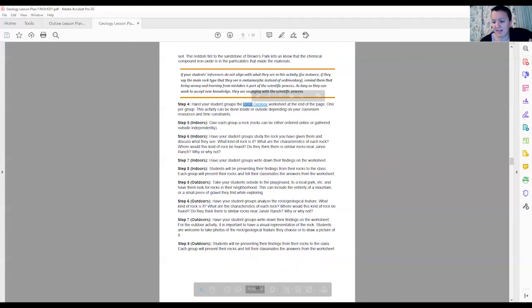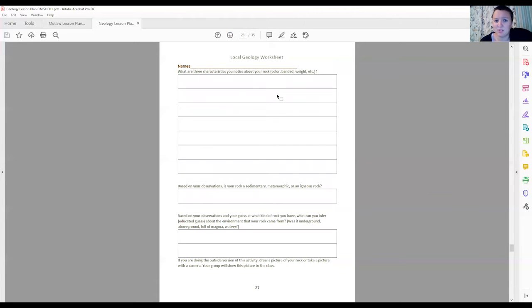Once your students have made their observations, you can hand out this local geology worksheet, and you can have your students in groups fill out these characteristics based on rocks that they find in their neighborhood. So you can go out to a park as a class or to your playground and make these observations. You can buy your own rocks. Rocks are relatively cheap to buy, so you could buy a little piece of metamorphic rock, granite, or you can go find your own and have these in your classroom.